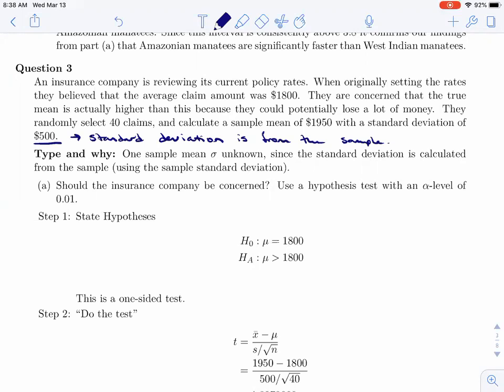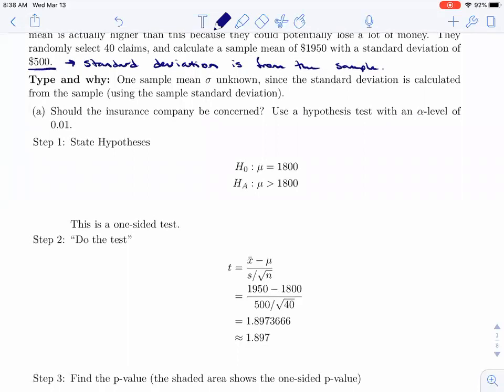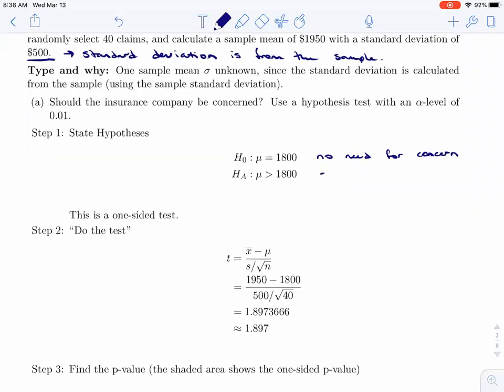So should the insurance company be concerned? What's that actually asking? It's asking, is the mean claim amount higher than 1,800? They're assuming it's 1,800, but now we've got this sample mean of 1,950, which is higher. We just need to know if it's significantly higher than 1,800. So here, your null hypothesis is essentially no need for concern. And the alternative hypothesis is really when they should be concerned, because then we're concluding that the mean is greater than 1,800, and they should be concerned.